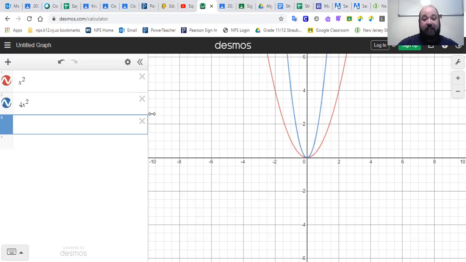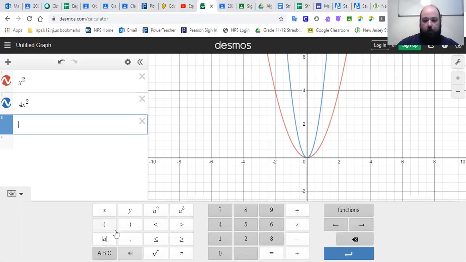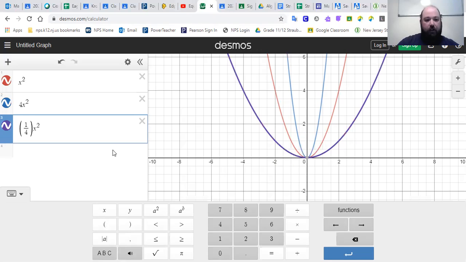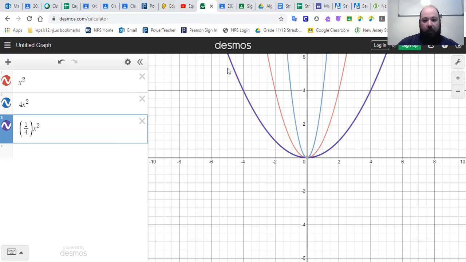However, if I take that same function and now, instead of 4x squared, let's make it a fraction. Let's make it 1/4 x squared. You can see here that the purple graph is a stretch, so it stretches it out. So that talks about dilations, right? We can see here the blue one dilates and makes it narrower, and the purple one, that 1/4, dilates and makes it wider.